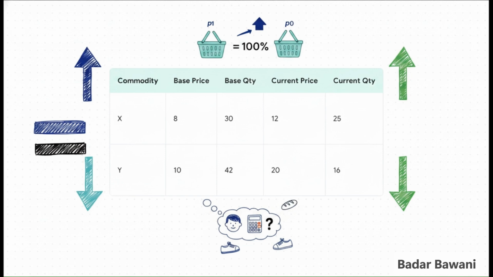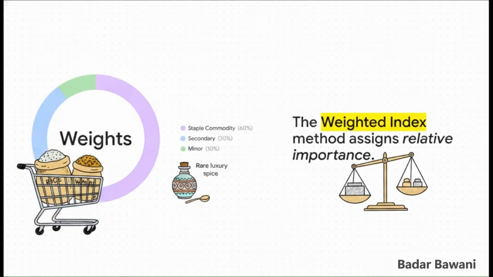So looking at commodities X and Y here, we'd add the current prices, 12 plus 20, divide that by the base prices, 8 plus 10, and just multiply by 100 to get our percentage. It's incredibly straightforward, but, as you might notice, it assumes commodity X and commodity Y are equally important to our daily lives. But in reality, we know not all goods are created equal, right? I mean, a massive price jump in daily staples like rice or wheat is going to matter way more to your wallet than a price jump in a minor commodity, like some rare luxury spice.